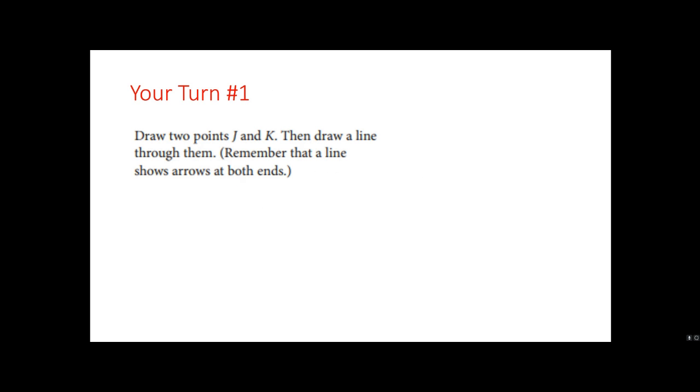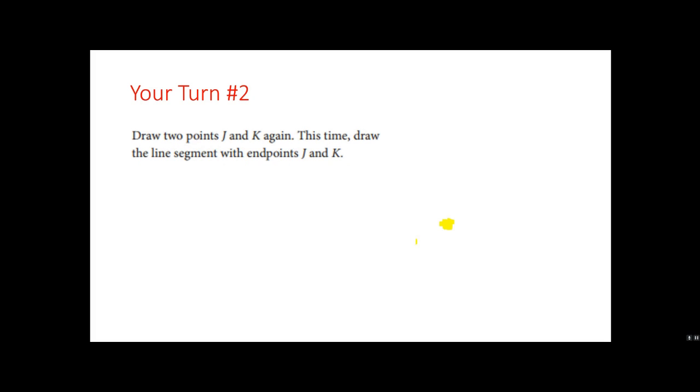Your turn. Number 1, draw 2 points, J and K. Make sure you label them. Then draw a line through them. Remember that a line shows arrows at both ends, so don't forget the arrows. Your turn. Number 2, draw 2 points, J and K again. This time draw the line segment with endpoints J and K. So again, this is just a line segment.